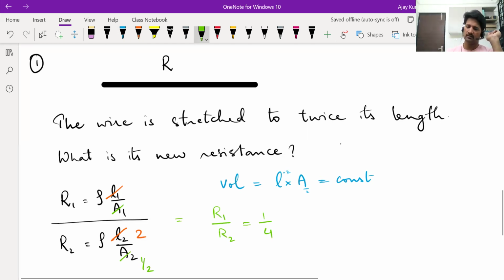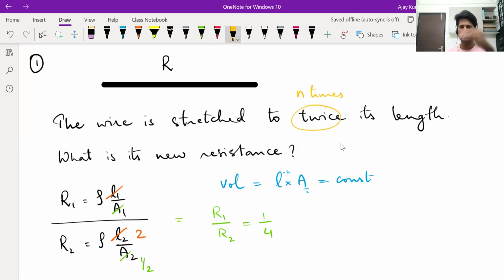In general, instead of twice, let's say it is made n times. If length is multiplied by n, area gets divided by n. Then the resistance becomes n square times. New resistance is n square times the initial resistance. So remember, when they don't give any extra information and they tell you that the wire is being stretched by a certain amount, you'll have to assume volume is constant. Based on what happens to length, you can tell what happens to its area. Then you can tell what happens to the resistance.